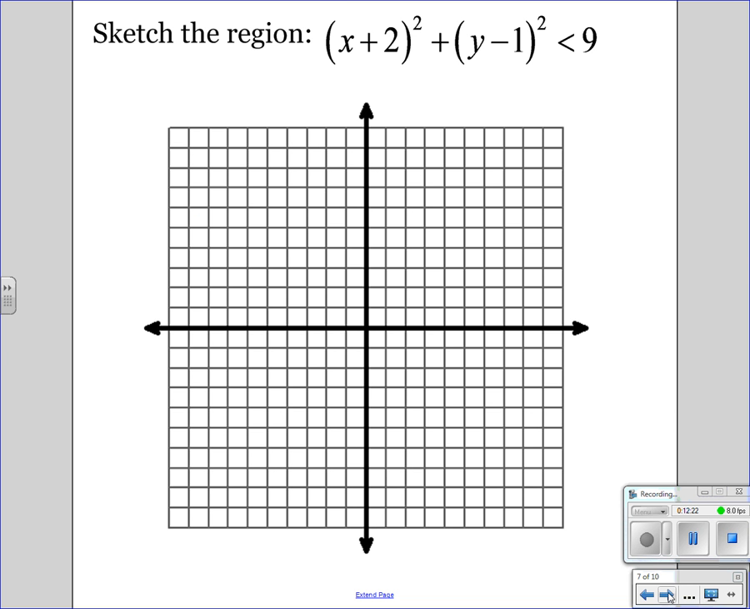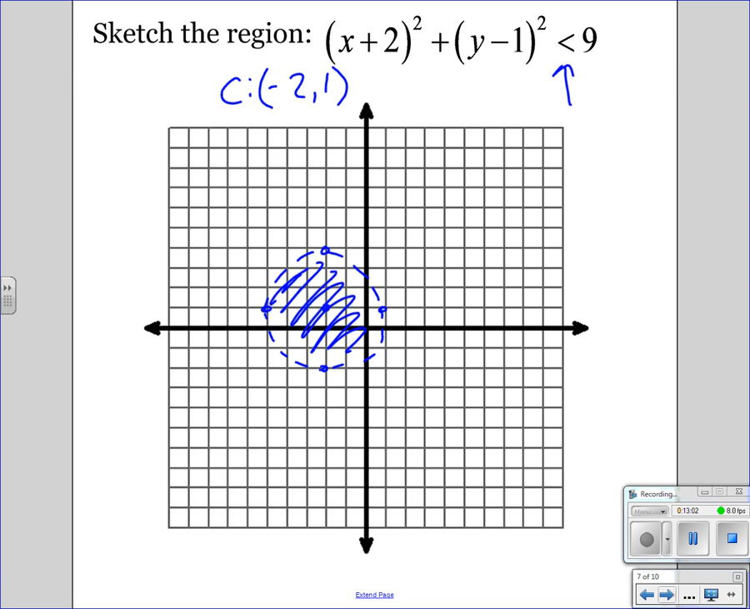Sketch that region. Notice the difference. I have an inequality. So think about when we were graphing inequalities. Our center is negative 2, 1. Our radius is 3. Now I'm graphing an inequality. When I'm graphing an inequality, I have to shade. And since I'm not equal to, it's a dashed line. Now I'm looking at all the numbers less than that. So remember, I shade everything inside.